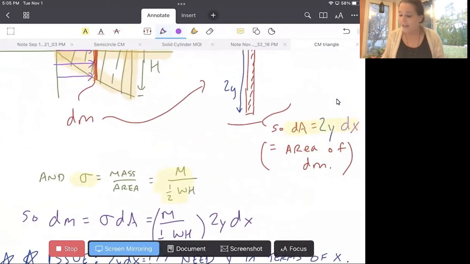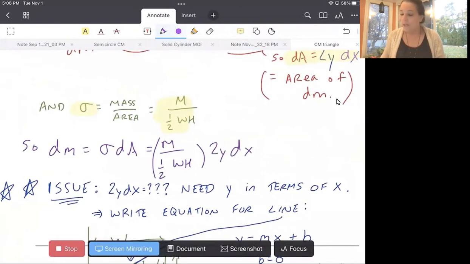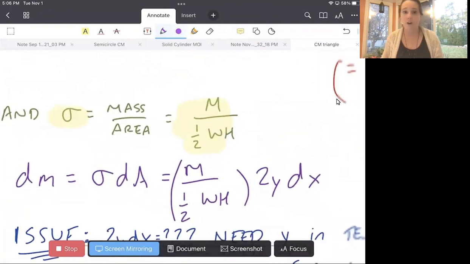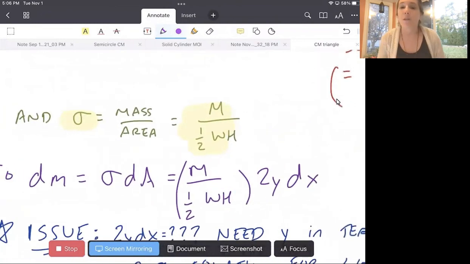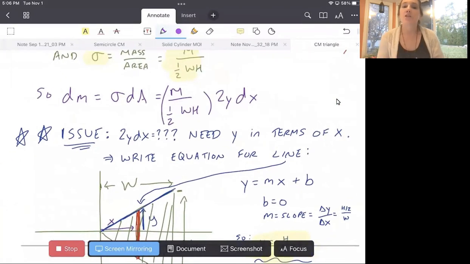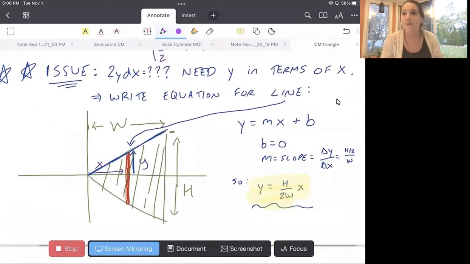So let's go ahead and see where we're at. We can see that we have our sigma, our mass over our area, same old, same old. So we can write our dm here as shown, that dm would then be equal to our mass over our area times 2y dx. Great. But as you may have noticed, the issue is that we have this 2y dx, and that's strange. So we need to get y in terms of x, which we can do because we took algebra.